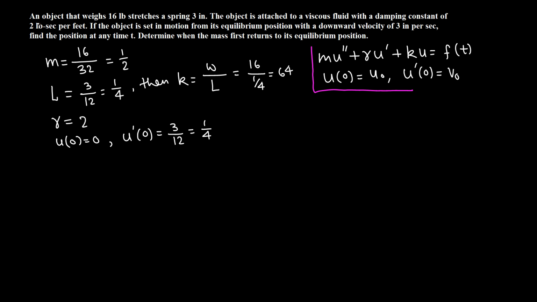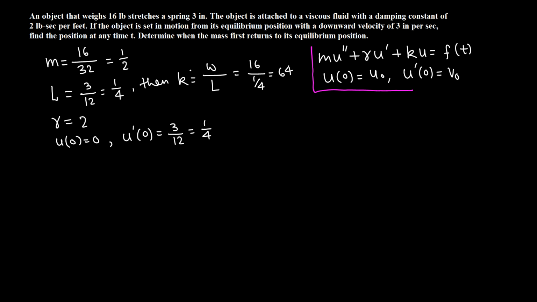So in this question we have an object that weighs 16 pounds. From this we can find the mass. So mass is 16 pounds, that's the weight, divided by acceleration due to gravity, 32. So we get 1/2. And that stretches a spring 3 inches. So the stretched length L is 3 inches. We need to convert into feet. 3 divided by 12, 1/4 feet.